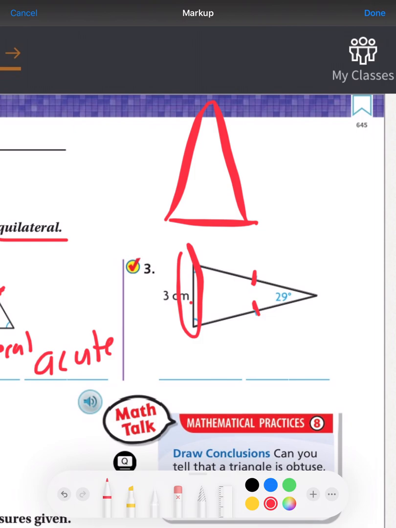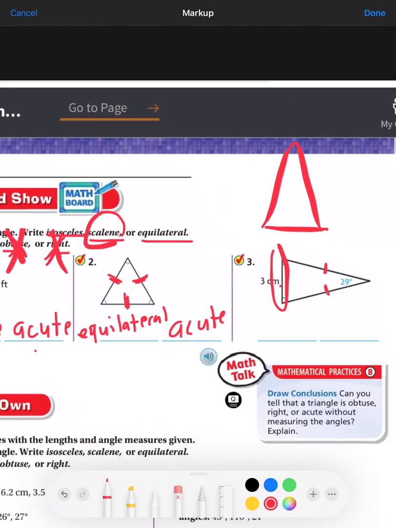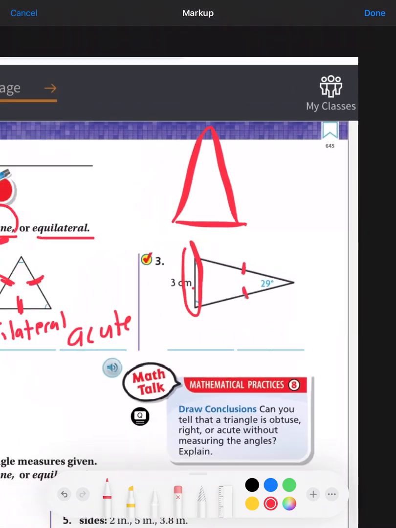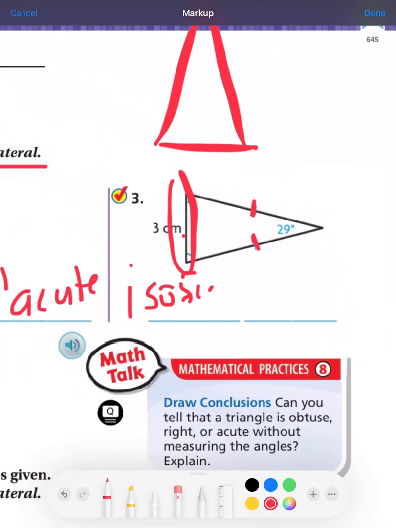This is definitely an isosceles triangle. Oh my, isosceles is tricky. I-S-O-S, and then C-E-L-E-S. Wow, you can't even read that. Isosceles.